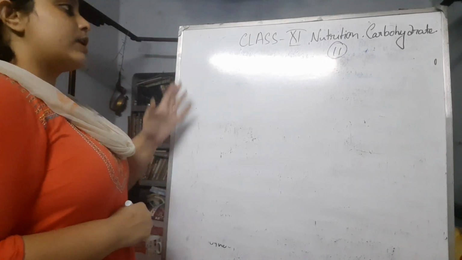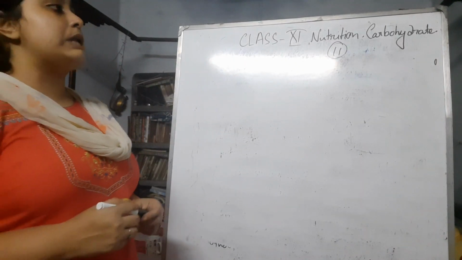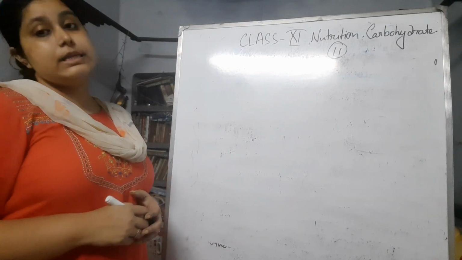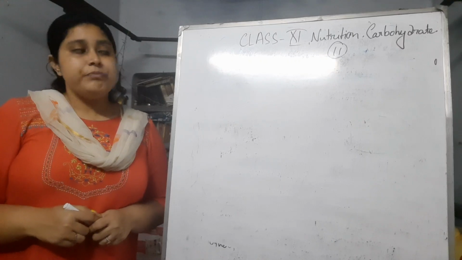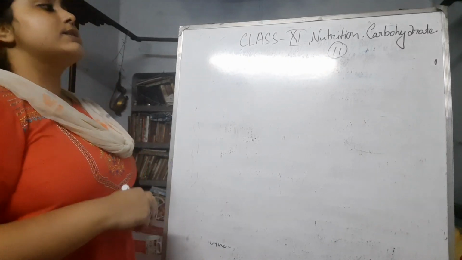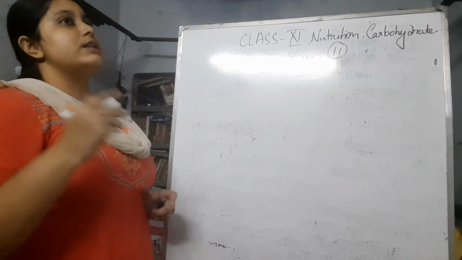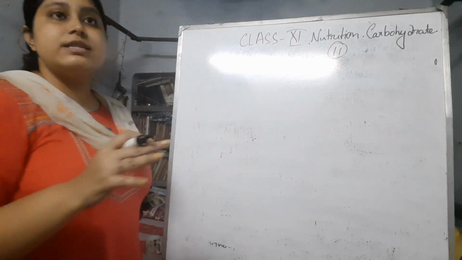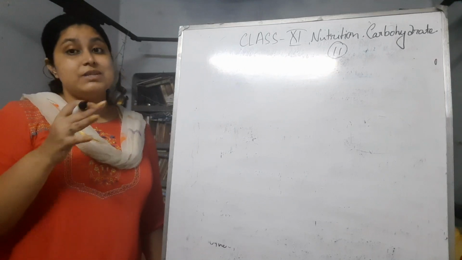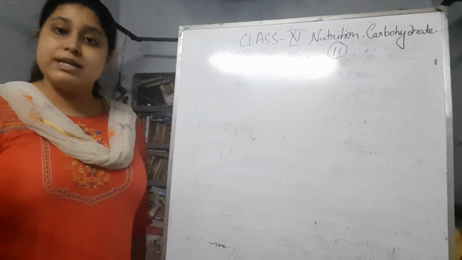This video is for class 11 nutrition, and the chapter I am going to continue is carbohydrate. This video is part 11 from this chapter. In this video we will discuss the different types of diabetes mellitus. In the previous video, we discussed the differences between diabetes mellitus and diabetes insipidus.